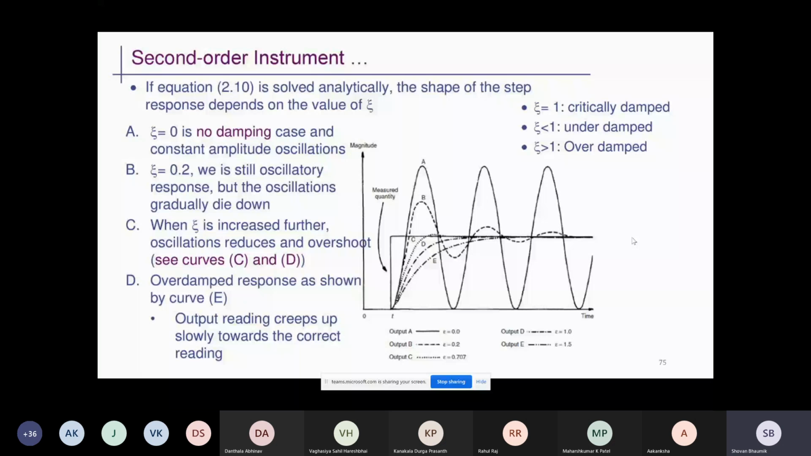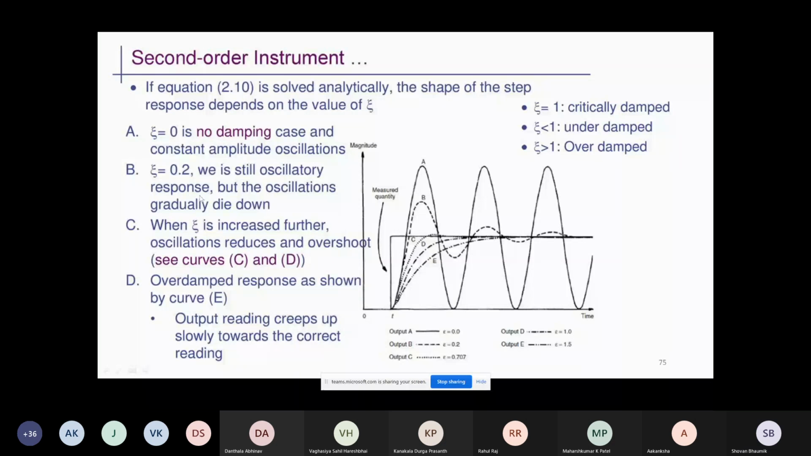Expression 2.10 can be solved with the help of Laplace inverse by including the step input and taking the Laplace inverse. You will see if zeta equals 0, that means there is no damping, and if you solve that, you will get output response curve A. You see curve A is completely oscillating, the oscillation is not dying down. So output curve A is for zeta equal to 0.